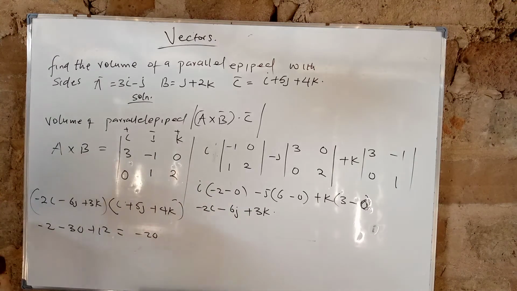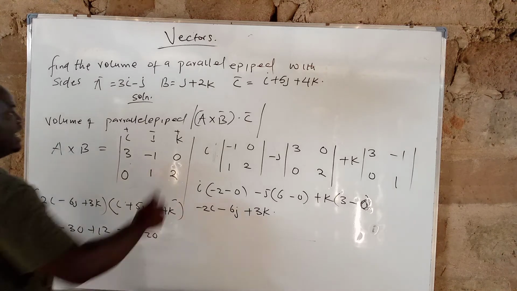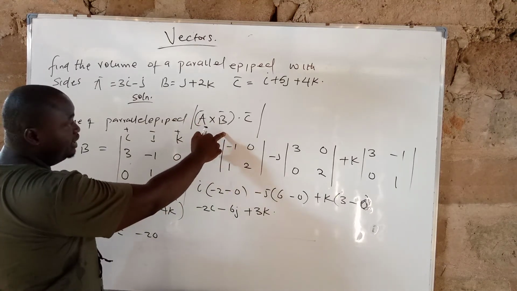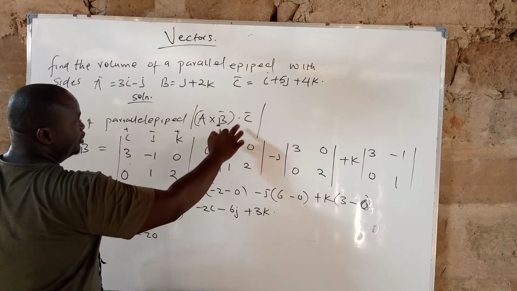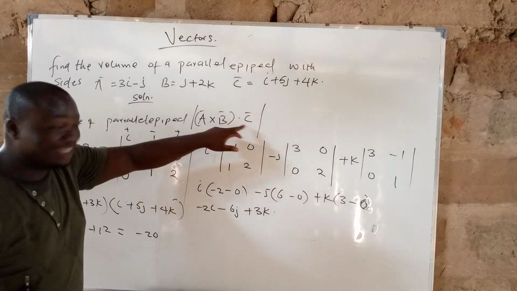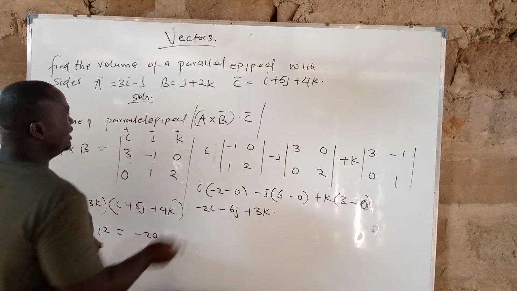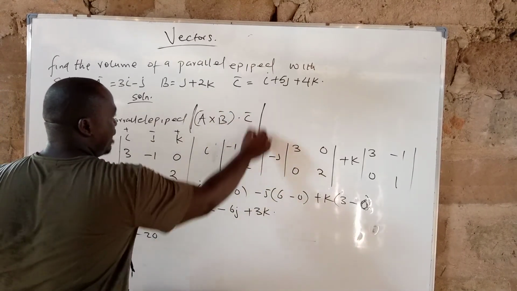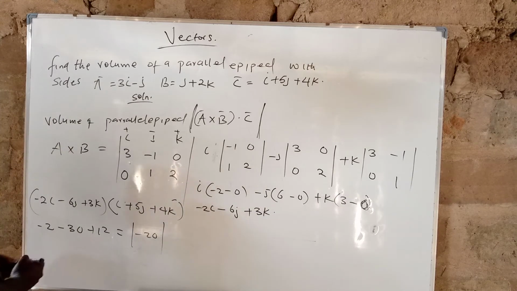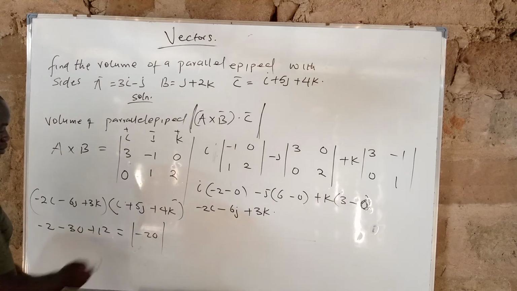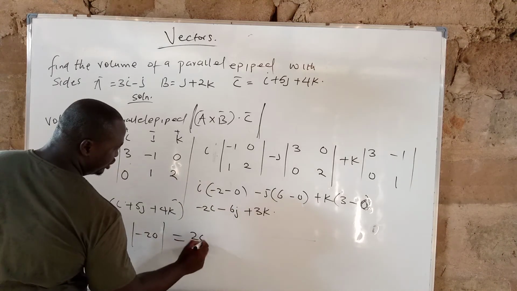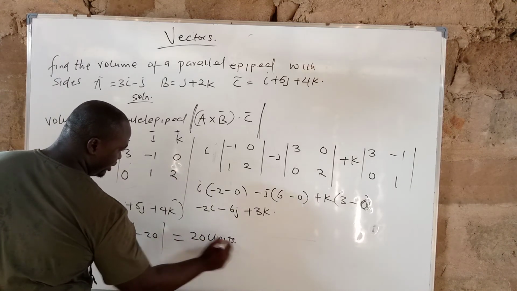Now, -20 is not the answer. Remember that from the formula, you first get A cross B, and then the answer you get, you now multiply it with C, meaning A cross B dot C. Now, do not forget this sign. This is a magnitude. And whenever we put it in magnitude, plus will change to what? Minus, and minus will change to plus. And so your answer is 20 units.